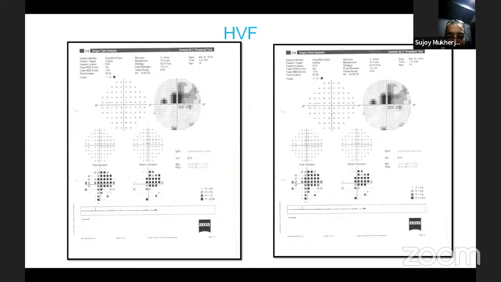Over to you, Soumya. Thank you, Sujay and Dr. Pandey, for this description of ERG and fundus. Now we'll move to the H wave. This is the right eye.